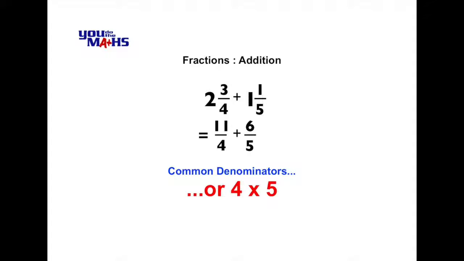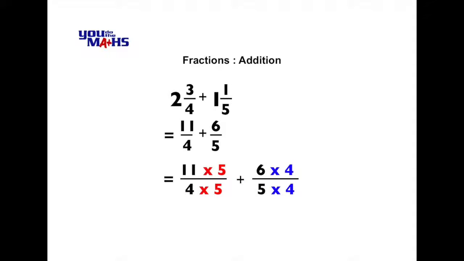Now that's going to end up as 20, which happens to be the same as the lowest common multiple of 4 and 5. It doesn't matter which method you use, as long as when you go through and add your fractions together, at the end of the problem you simplify if necessary, and both of those methods will work. So let's have a look at how we change the fractions to their common denominator. In the first fraction, we've shown in red that if we multiply the denominator 4 by 5, we have to do the same to the top line, so that becomes 11 multiplied by 5.